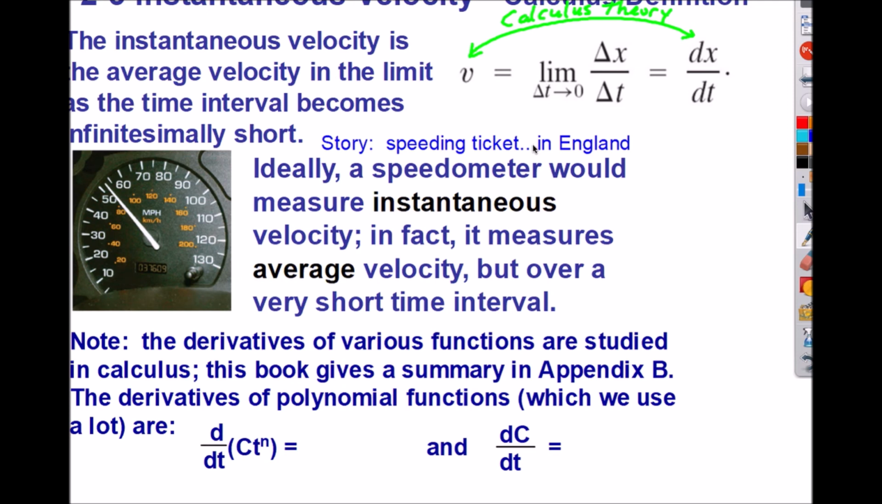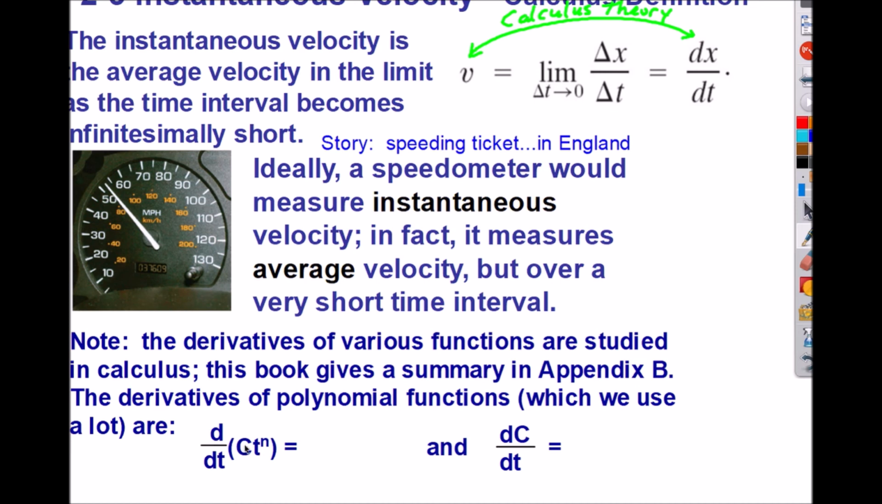Ideally, a speedometer would measure instantaneous velocity. In fact, it really measures average velocity, but over a very short time interval. So if you think about it, the ability to measure the instantaneous rate of change in something physical, like your car's speed, really cannot be done at an instantaneous value. We rely on calculus to provide a mathematical means to take that limit as delta t approaches 0. We can't actually do that in practice. So speedometers just measure average velocity over very, very short time intervals, and that is close enough to an instantaneous value that we can rely on it.